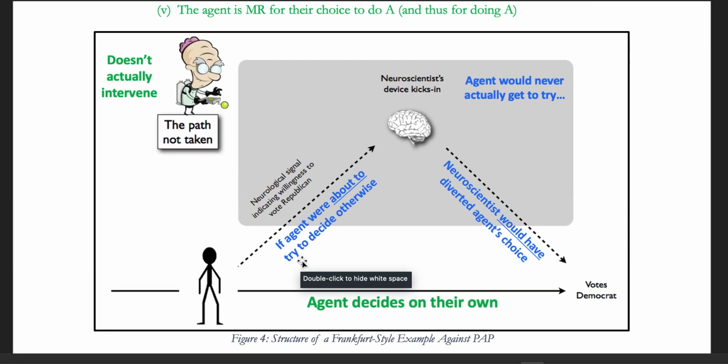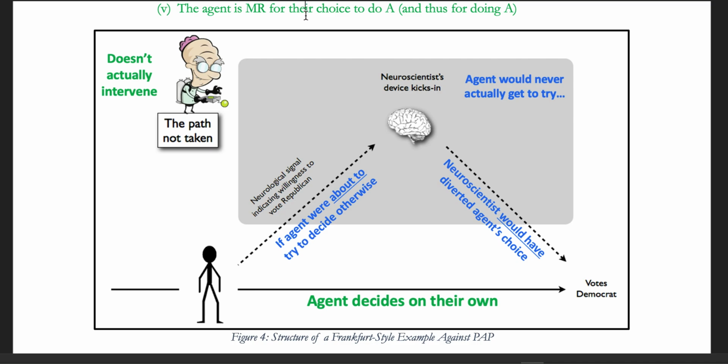But okay, let's look at this in a picture. This is again just the setup. This is the structure. This is how a Frankfurt case is supposed to work. You have an agent here who's thinking about whether to do some action. Let's say vote Democrat or Republican. Let's say there's only two choices. They're thinking about whether they should do A or B, and let's call A voting Democrat.